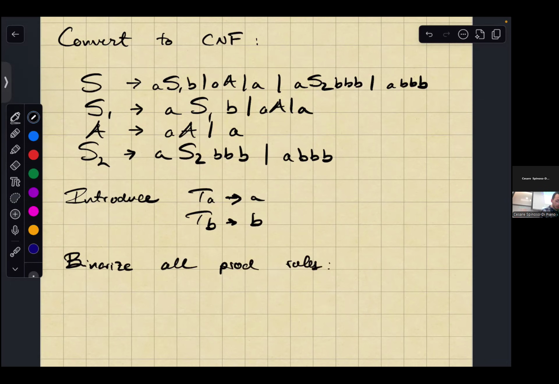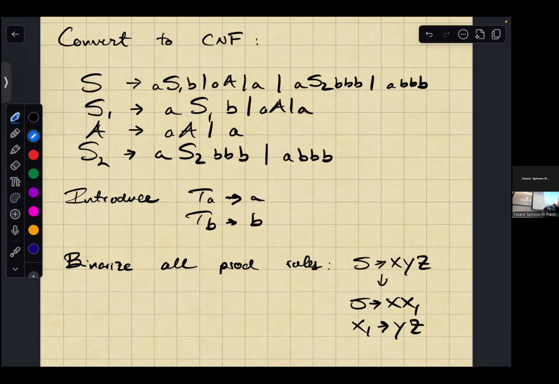And to do this, I'm going to use the nice trick of, if I have something like S gives me X, Y, Z, then I can binarize this by saying it's the same as S gives me X, X1, and X1 gives me YZ, right? So I do this sort of creation of new intermediate variables. Okay, so this is going to take a bit of work, right?